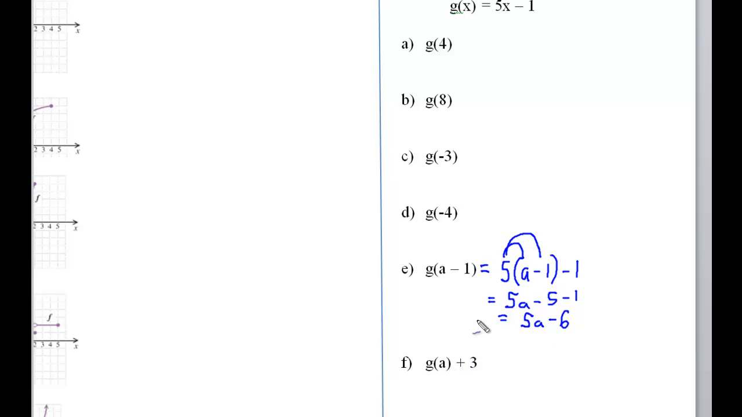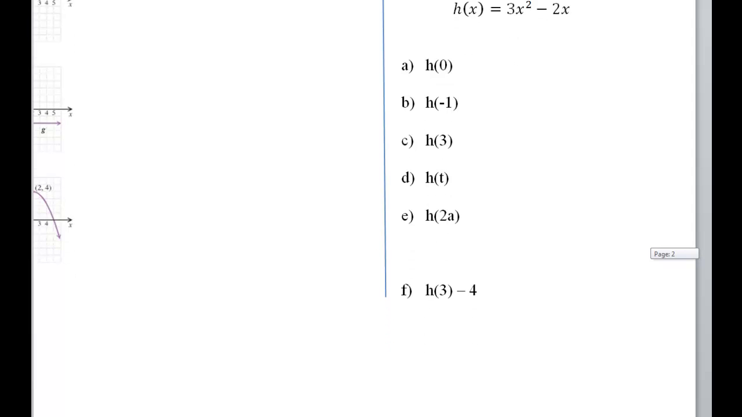Now this one's interesting because I'm going to take my a and plug it in for my x. So this is going to be my function 5 times a minus 1, and then I'm going to put a plus 3 after the function. The plus 3 gets put on at the end. So this just becomes 5a minus 1 plus 3, or 5a plus 2. So there is your composite function. We plugged a in where x was, and then put the plus 3 at the end of it. Alright, we've got one more example to go.